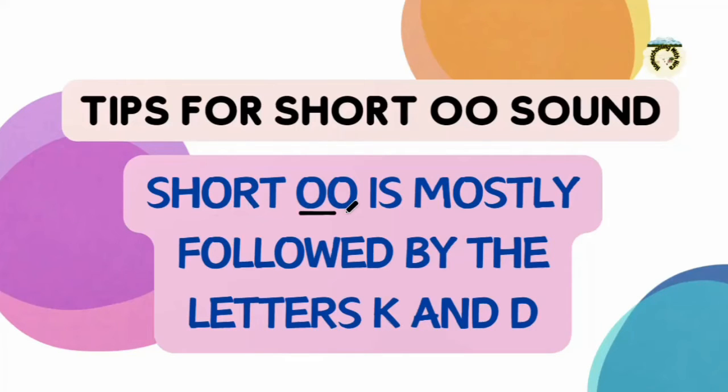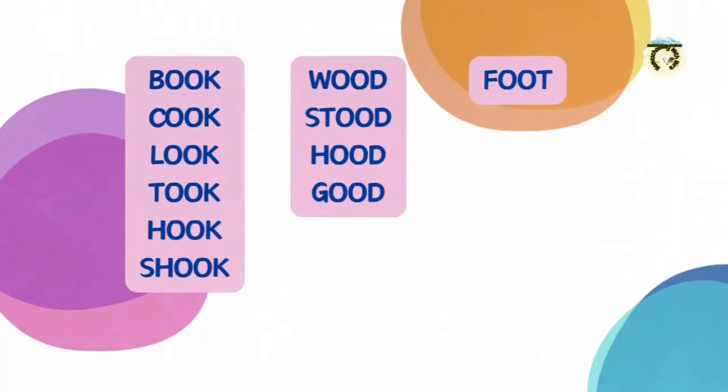The short oo is mostly followed by the letters K and D. For example, book, cook, look, took, hook, shook. You hear the oo sound. B, ook, book; c, ook, cook; l, ook, look; t, ook, took; h, ook, hook; sh, ook, shook. Right? It is also followed by D, as in w, d, wood.